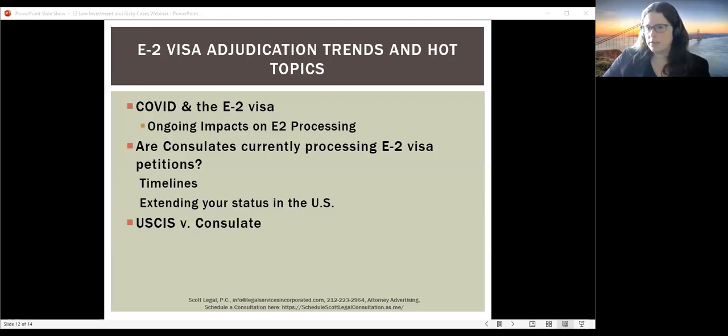Another benefit of the consulate is that you will get a visa stamp. So many people, when they get the E-2 visa, are not okay with just having to stay in the United States. And if you apply with USCIS, you're going to get an approval that only allows you to stay in the US for 2 years. So between deciding, should I go with USCIS or should I go with the consulate? Very often people will choose the consulate because they want that visa stamp in their passport and they want the ability to travel internationally.